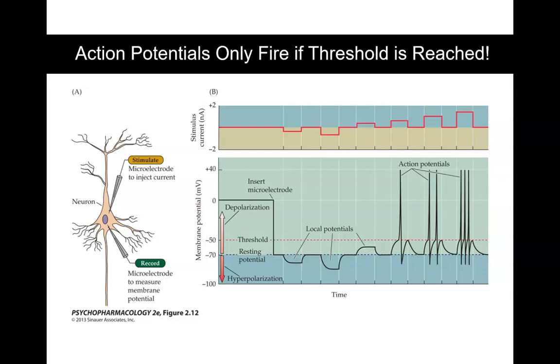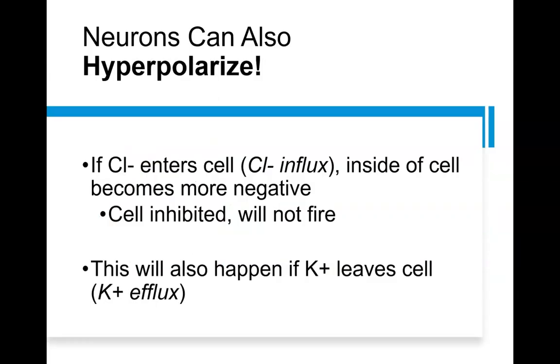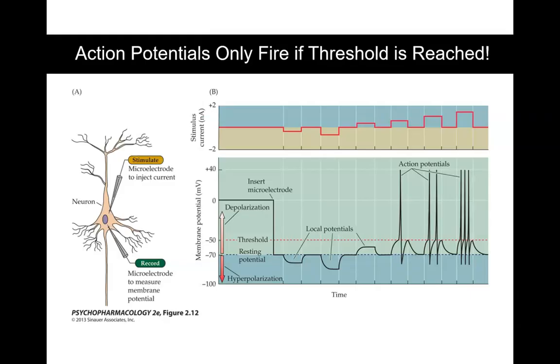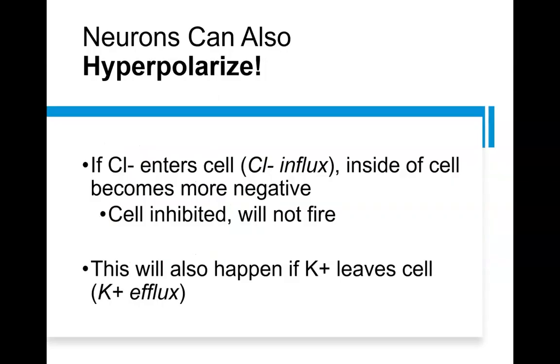So let's talk a little bit more about this. In addition to neurons depolarizing and becoming less negative due to sodium or calcium flowing inside of the cell, neurons can also hyperpolarize.